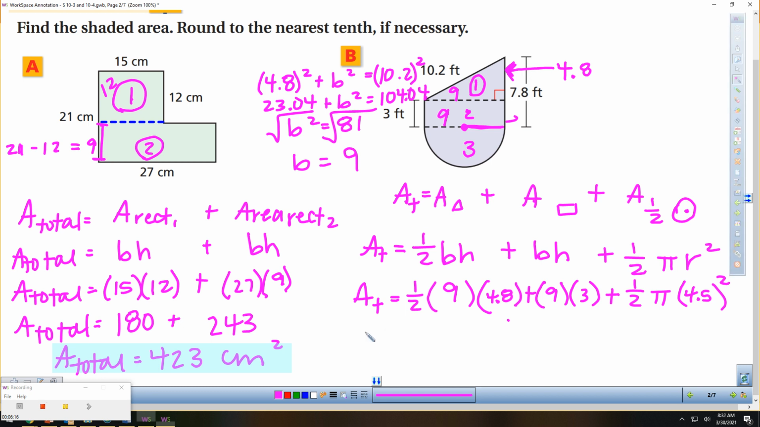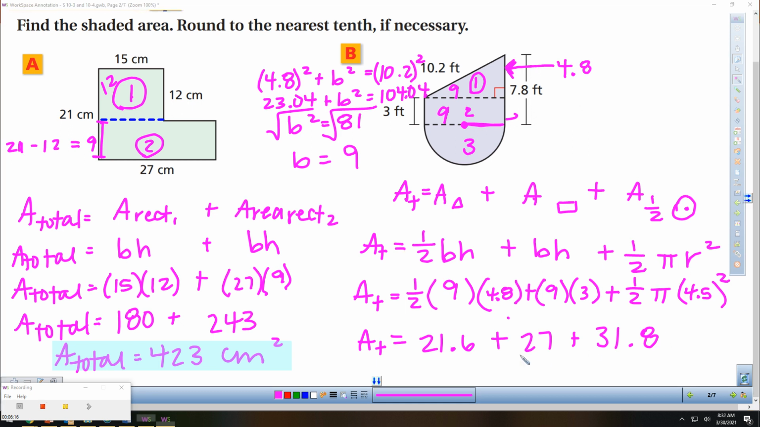So the area of my total figure is 1/2 times 9 times 4.8. That gives you 21.6. We're adding that to 9 times 3, which is 27, plus 1/2 pi times 4.5 squared. Now they want us to round to the nearest tenth, so this is how you're going to do it, guys. 4.5 squared divided by 2, so that gives you 1/2 of 4.5 squared. Then you have to take that and multiply it by pi, and when you round to the nearest tenth, you should get 31.8.